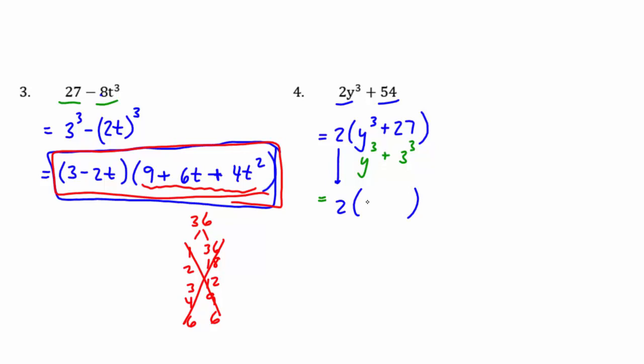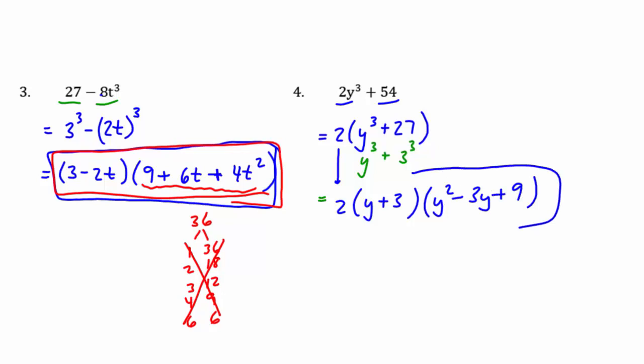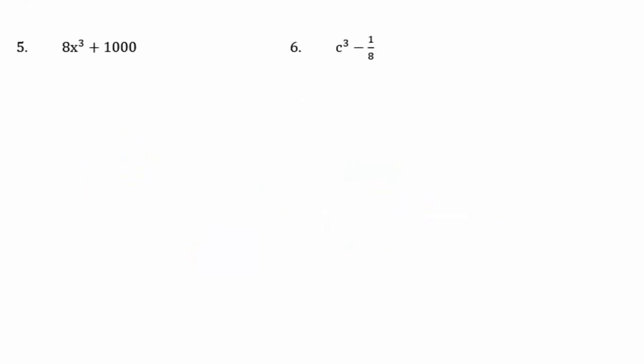Then I'll drop off the cubes, so this will be y plus 3. Square the first term, y times y is y squared. Multiply the 2, that's 3y. And square the last term, 3 times 3 is 9. Same, opposite, always positive. And that is our answer. Okay, how's it coming along? Hopefully all is well. Let's try 5, 6, and then we have 7 and 8.